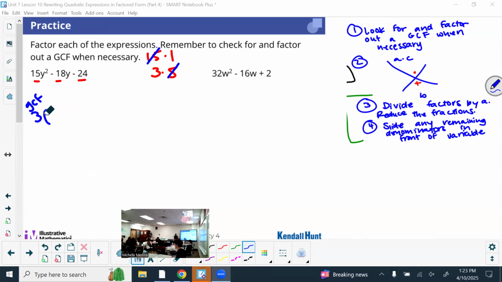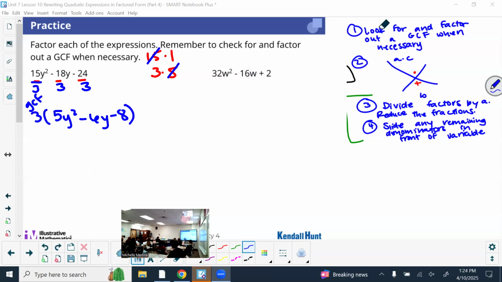Anyway, my GCF is 3. That will go on the outside of the parentheses. Inside should be what I get from dividing each term by the GCF. And by the way, I skimmed over this, but we couldn't factor out any variables because they don't each have a y. So we're just factoring out 3. In my parentheses, dividing each term by 3, I get 5y squared minus 6y minus 8. So is everyone with me so far? Do you know how to factor by GCF?